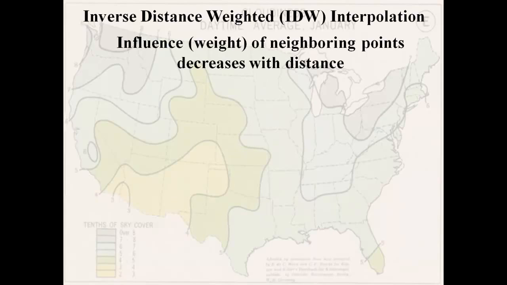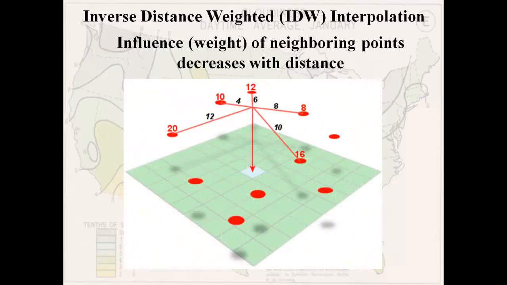Okay, the next one's called inverse distance weighted interpolation. This one fits Tobler's first law really well. What it's going to do is give a higher weight in the interpolation to points that are closer to the point you're looking at. So the influence of points decreases the further away you get. Things that are more related are closer to each other. Things that aren't related as much are further away.